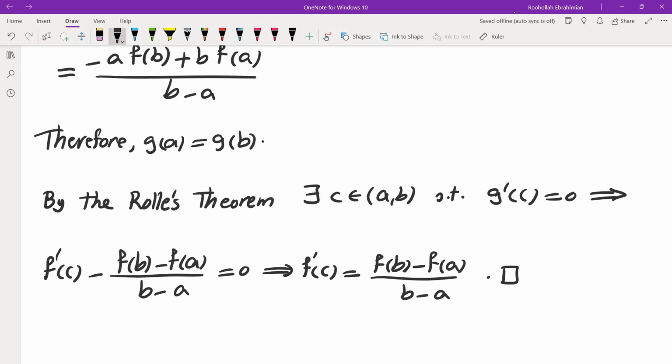So this brings me to the end of this video. What we did today was we proved the mean value theorem, and along the way we showed that if you have a local minimum for a function at a point, or a local maximum, then the derivative would have to be 0.